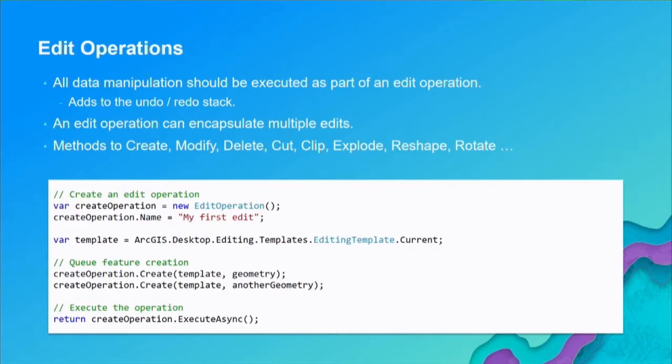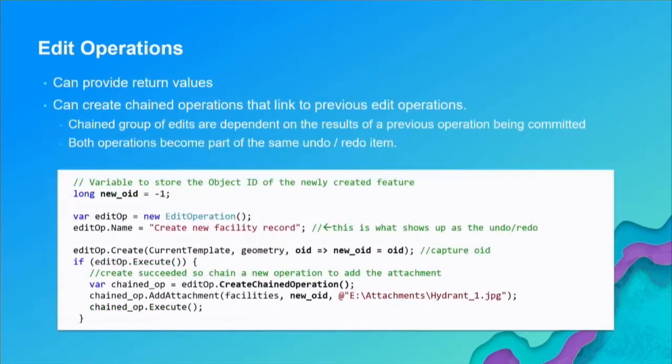Methods as part of the edit operation. Some examples are listed here for create, modify, delete, cut. I would say 90% of the time you should be using those convenience methods that are provided to you. In this example, when we're putting something into the queue for the edit operation, we're providing information. But if you take a closer look at the overloads for the various methods, it's also possible that we're returning information as a result of that.